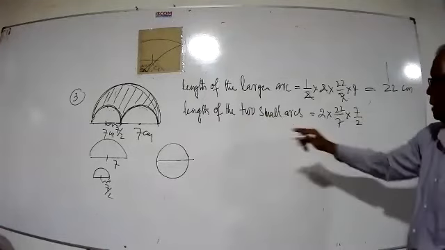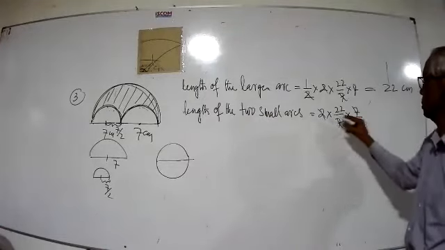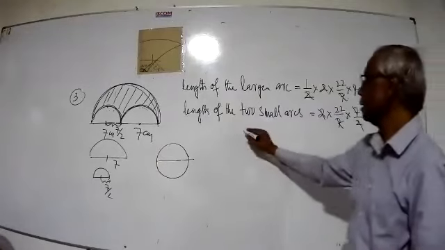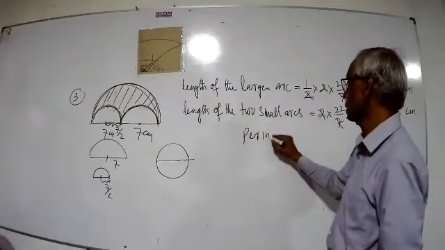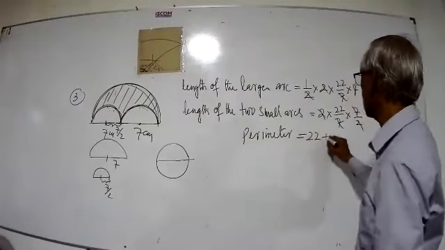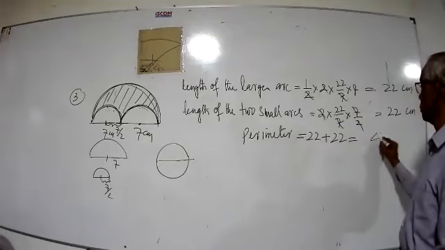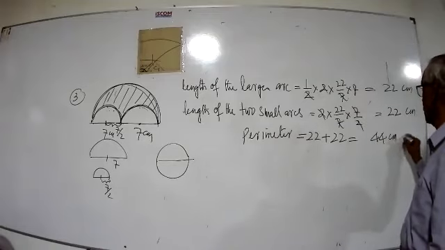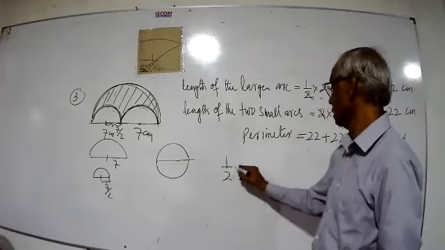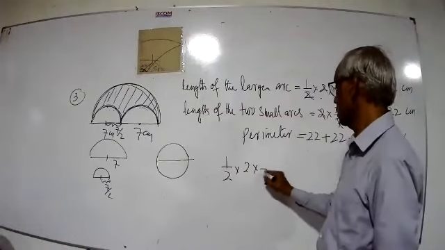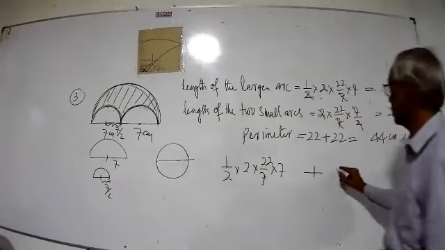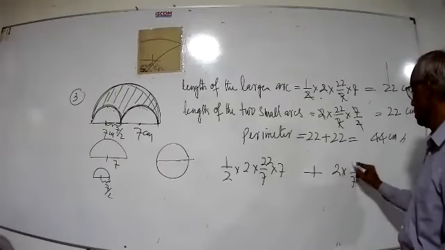Both together in one go, r is 7/2, that is also 22. Then 22 plus 22, that is 44. You can write this in one go like this: 2 into 22 over 7, 7 plus 2, 7.